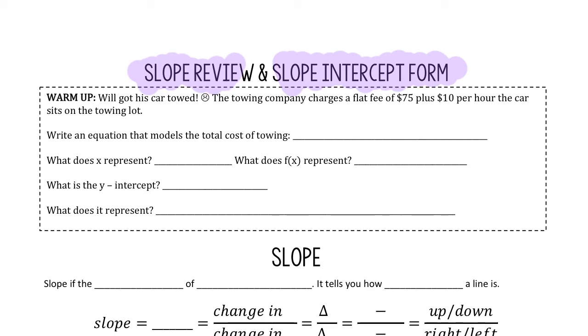Let's try out this warm-up up at the top, a little word problem to get us started. Will got his car towed. Womp womp. The towing company charges a flat fee of $75 plus $10 per hour the car sits on the towing lot. We want to write an equation that models the total cost of towing. So let's first figure out what X stands for and what Y stands for. What is driving the change in the cost? The number of hours that the car sits on the lot.